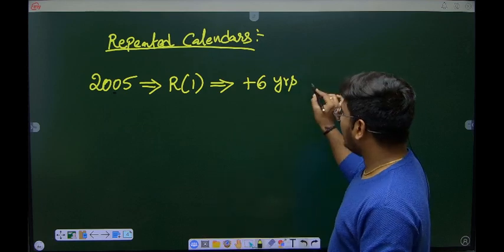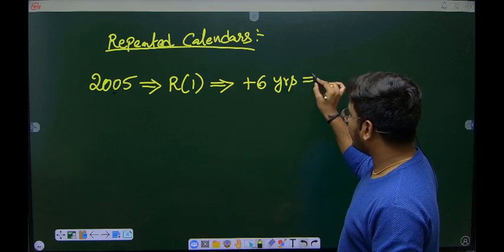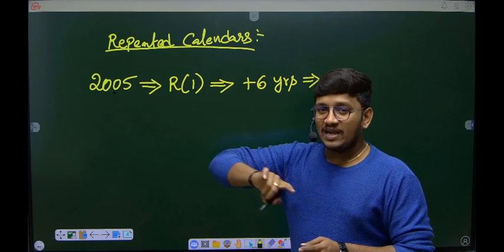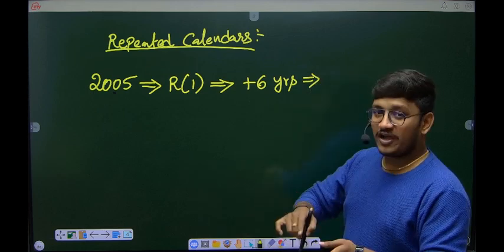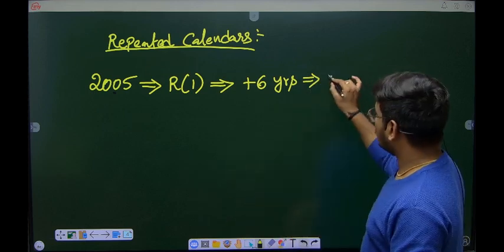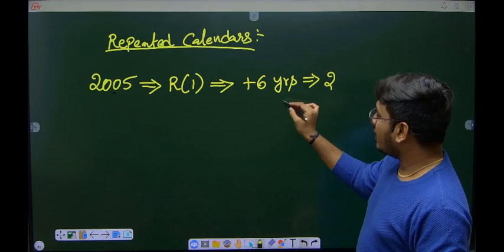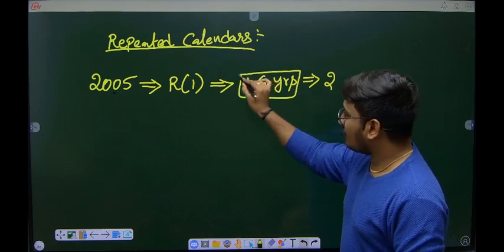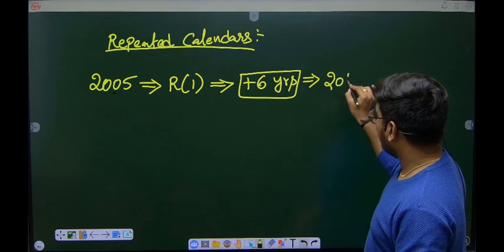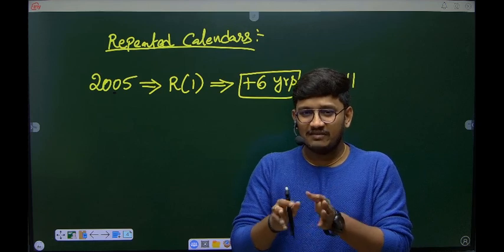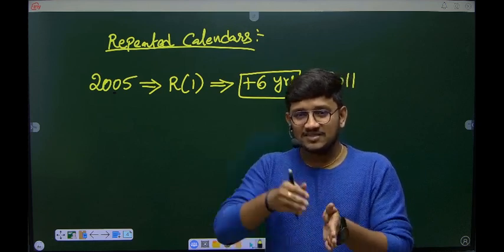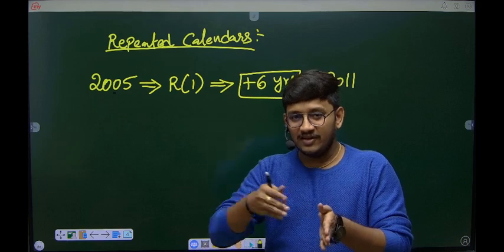So the 2005 calendar will be repeated in which year? After 6 years, that means 2011. The same calendar will be repeated in 2011. Same calendar means the same date, same day, month will exactly match.